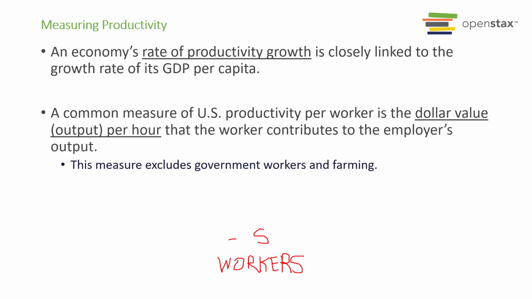All right, so this will exclude government workers and farming. Government workers primarily because there's no marketplace that government services are exchanged in, and farming primarily because it's such a small sector of the economy that trying to find accurate data for it is very difficult.